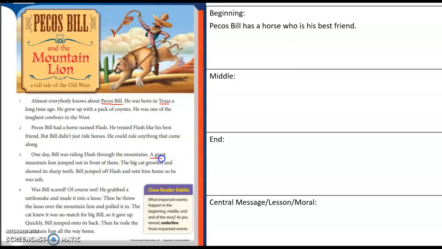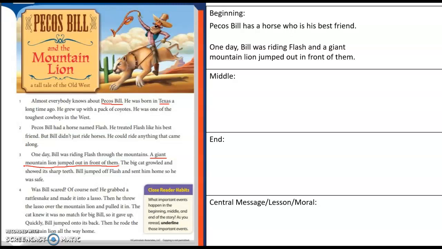Yeah, there's a giant mountain lion that jumped out in front of them. The big cat growled and showed its sharp teeth. Bill jumped off Flash and sent him home so he was safe. So we identified the problem at the beginning. Bill was riding Flash and a giant mountain lion jumped out in front of them.